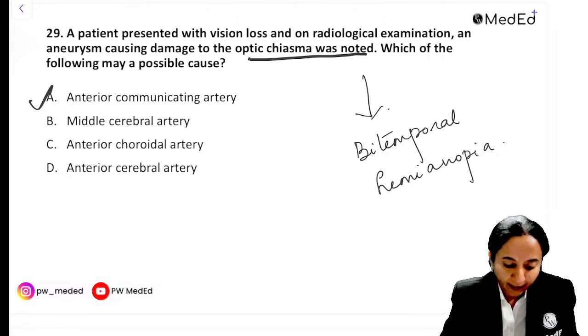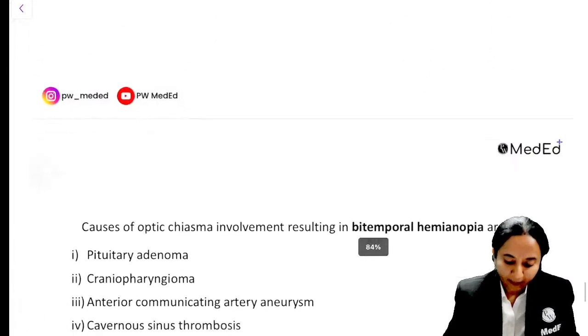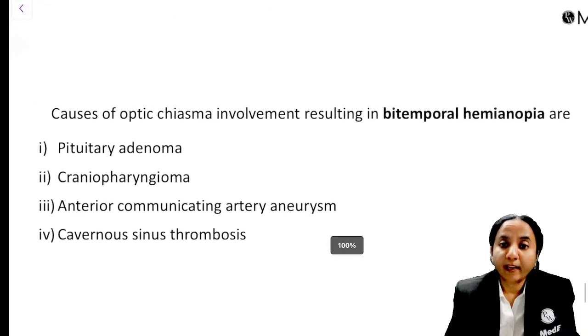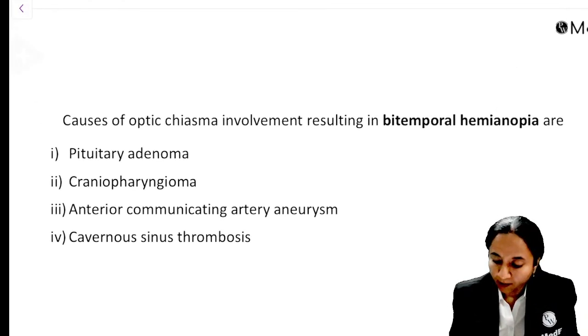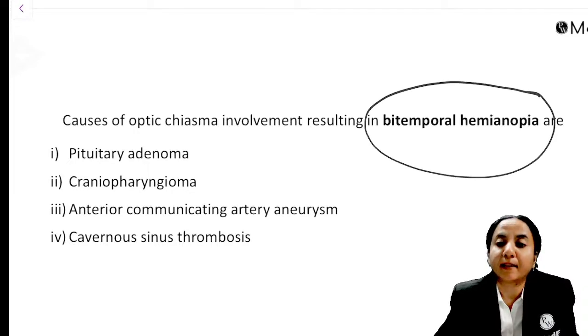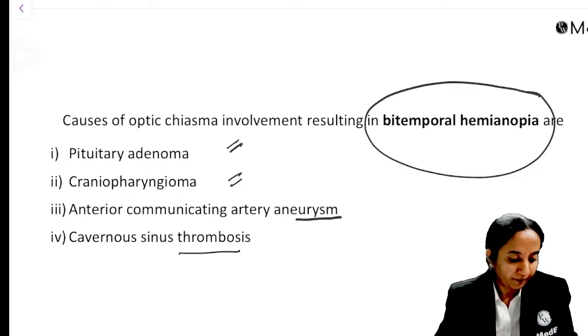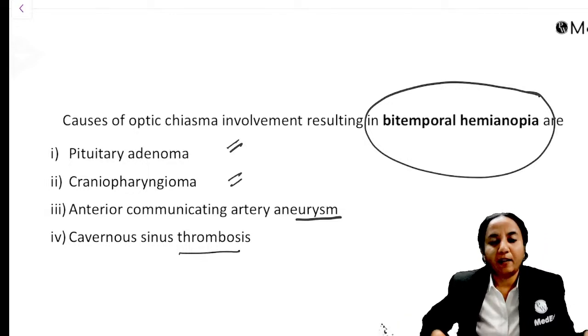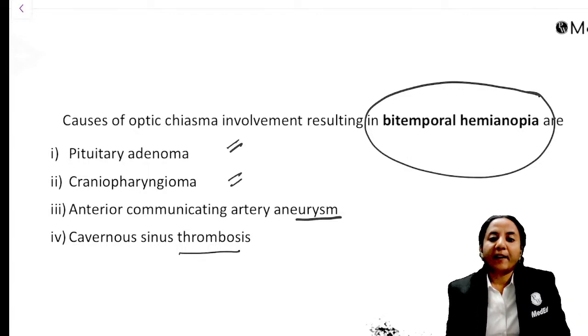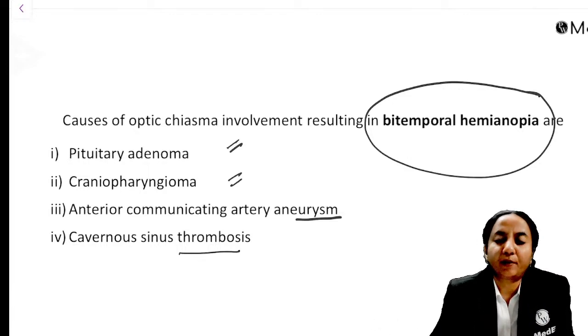Correct. It is the anterior communicating artery. So look at this. These are the important causes which involve the optic chiasma and may result in bitemporal hemianopia. Pituitary adenoma or craniopharyngioma everybody would have memorized. Memorize these two as well: anterior communicating artery aneurysm and cavernous sinus thrombosis. Okay, memorize both of these.